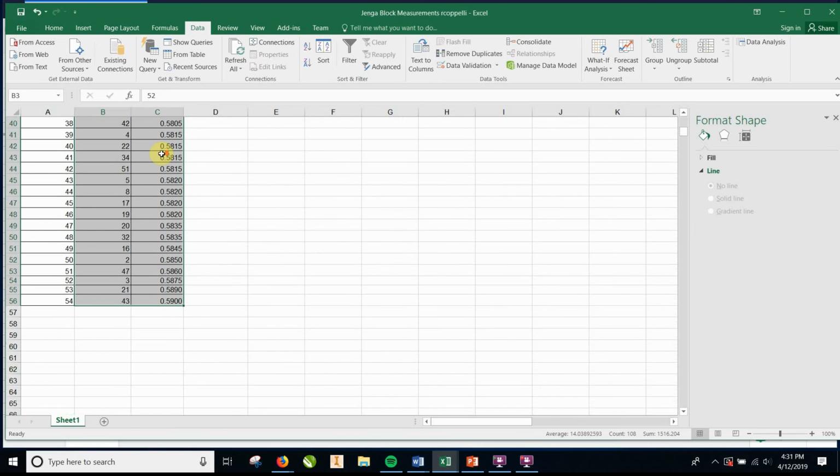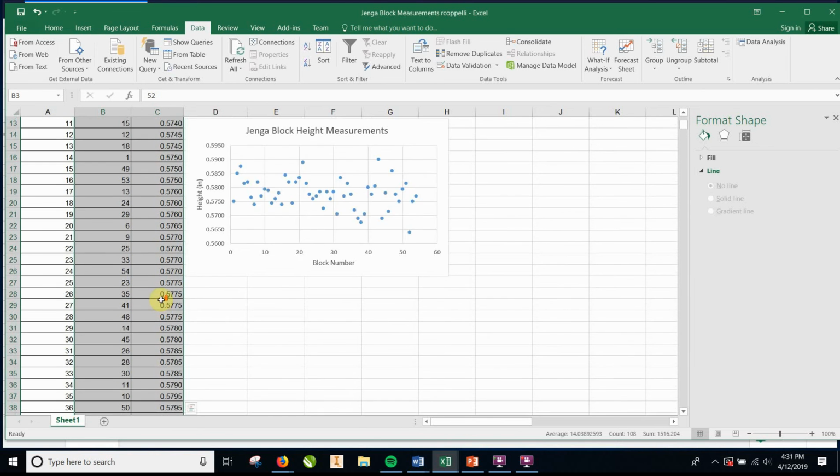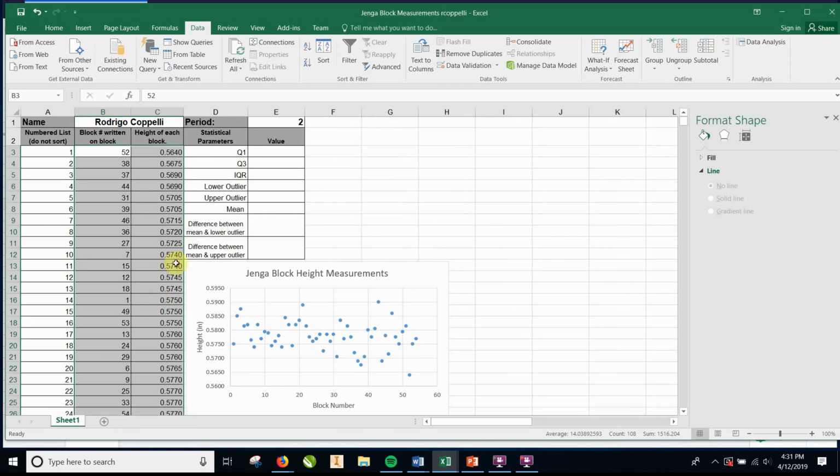And what is our tallest block? Looks like block 43 was our tallest block. All right, so we have the two ends of the spectrum here, from the shortest to the tallest. All right, so that is 7B. All right, 7C. Write down the value of your Q1 on here and on your Excel spreadsheet. Highlight this row in yellow.